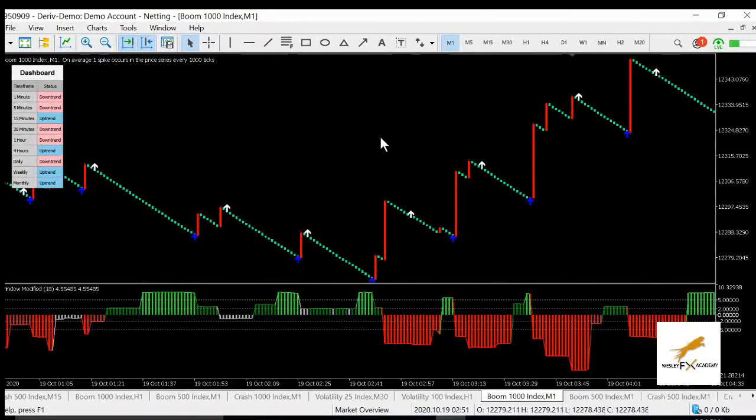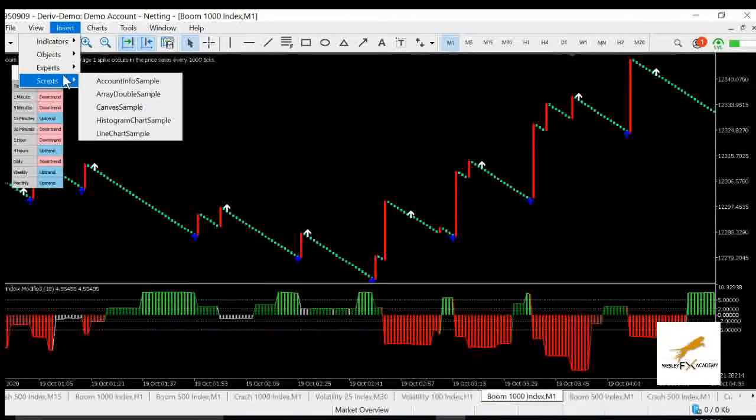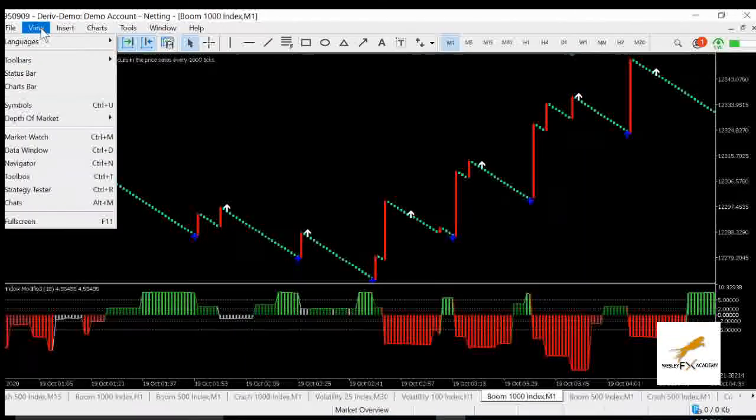Alright, so for added confirmation, we're going to add a pip magnet. Maybe I should just do that now. We're going to add a pip magnet and also the support and resistance indicator. Actually, anybody that bought the indicator does get all these indicators attached to it. So we're just gonna add the pip magnet. Give me some minutes.